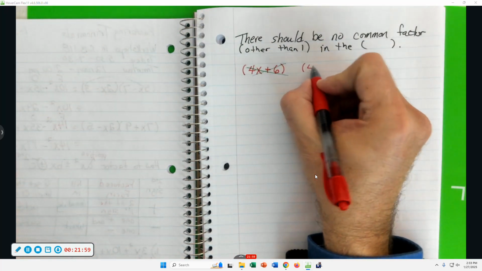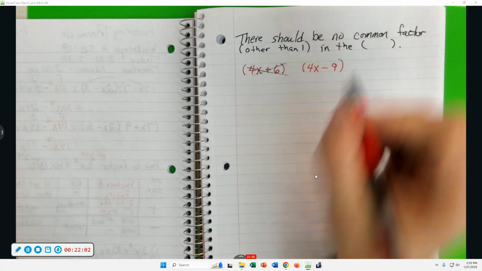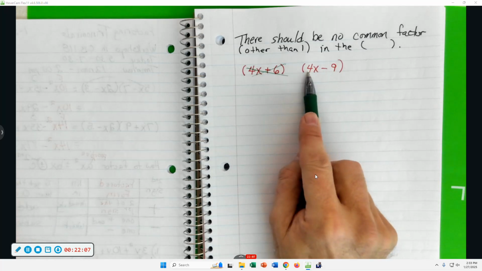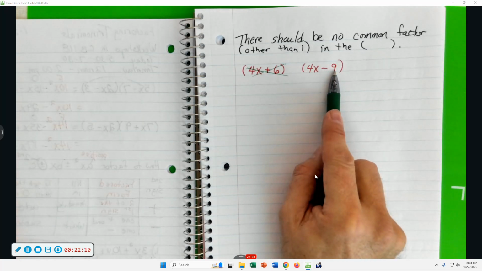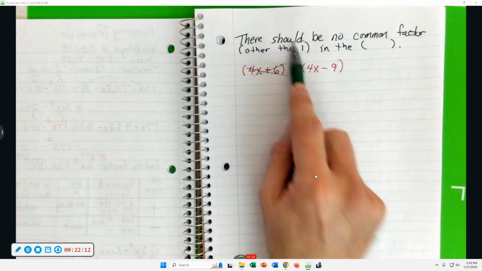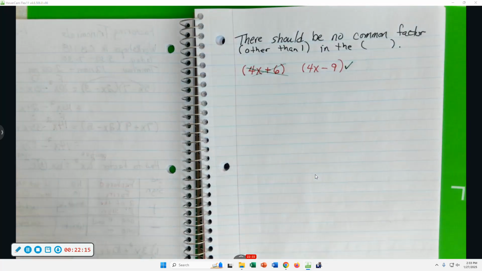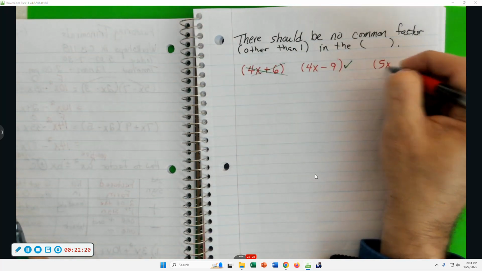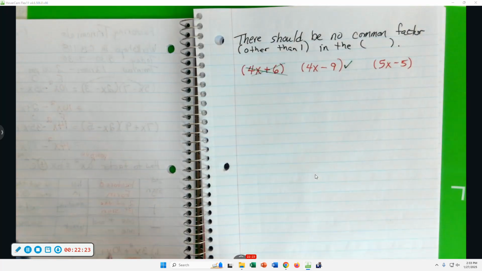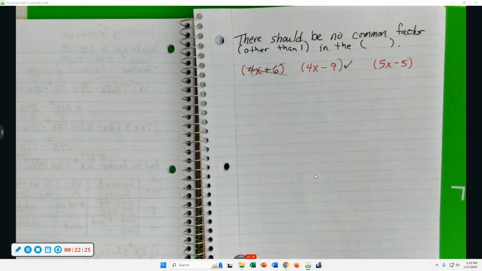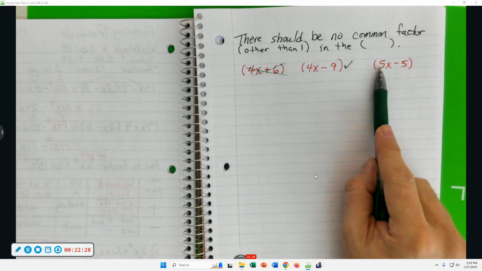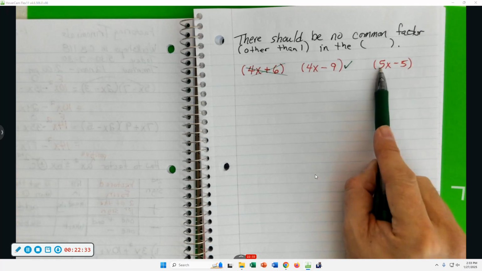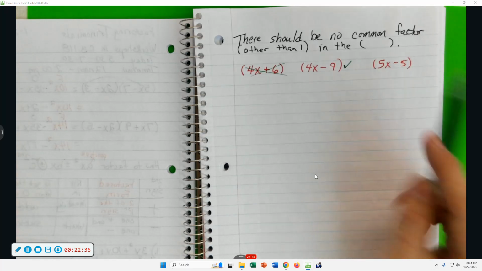Suppose we did this, 4x minus 9. Would that be okay? What's the only number that divides into both 4 and 9? 1. Okay, that's okay. What about 5x minus 5? It's almost tricky because it's so easy. Is that okay? What number other than 1 divides into both of these? Should be obvious. 5.